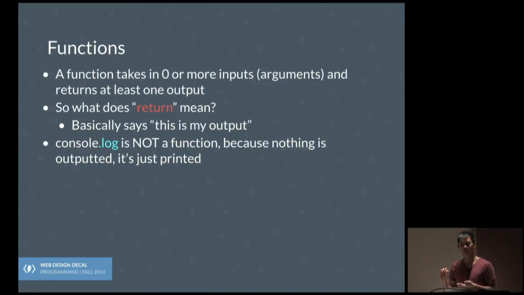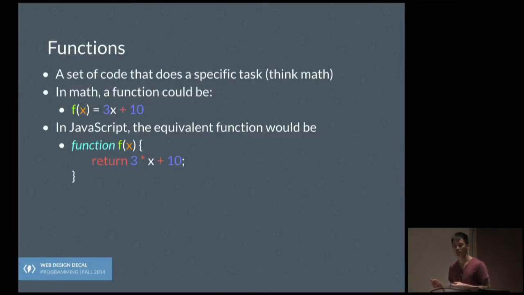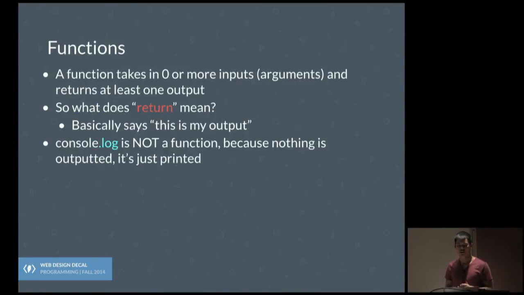Something that may not have been immediately clear is that when you looked at the JavaScript version of the function, you saw this word return. And you're wondering, what does return mean? Is it necessary? Why hasn't he explained it? Return is basically the function outputting and saying, this is my output. And it's really important if you expect your function to give an output.